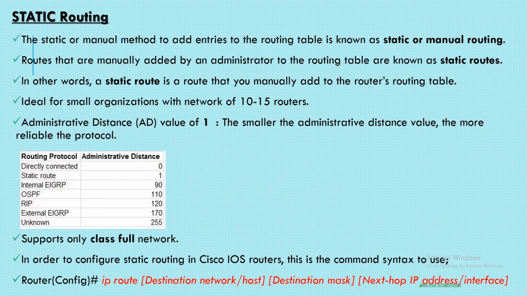Static routing has an AD, or administrative distance, value of 1. The smaller the AD value, the more reliable the route. For example, for directly connected routes we have an AD of 0, which means this is a very trustworthy connection. And for a static route, we have an AD of 1. It goes on to other protocols like OSPF and so on.